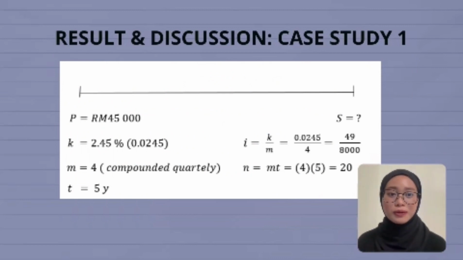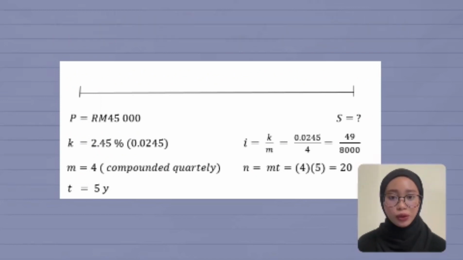So from the problem statement, we can conclude that P is 45,000 ringgit, K is 2.45%, M is 4, and T is 5 years. And to find the i, we need to use the formula K over M. So i equals 49 over 8,000. We also need to find n, which is M multiplied with T, and we will get 20.